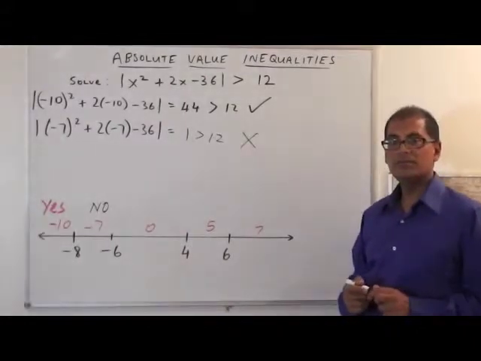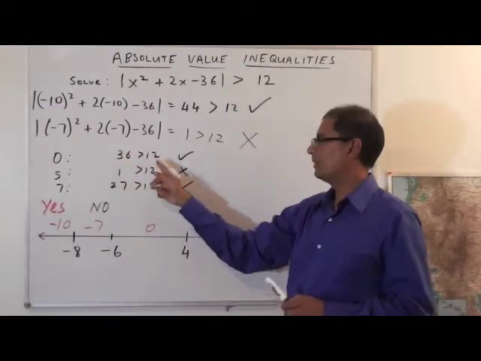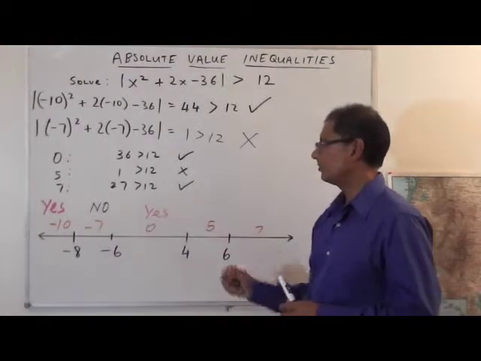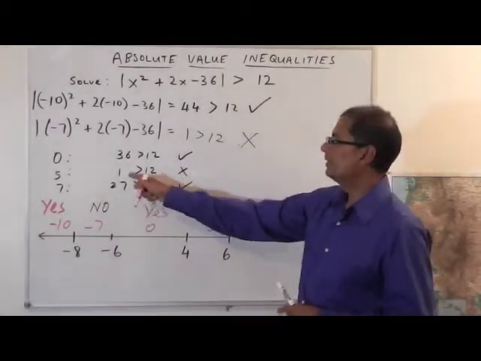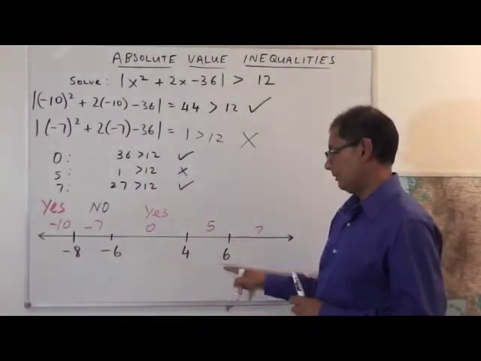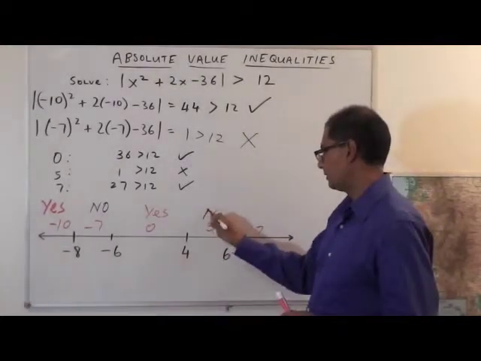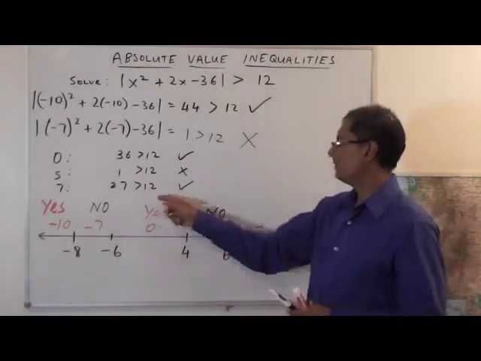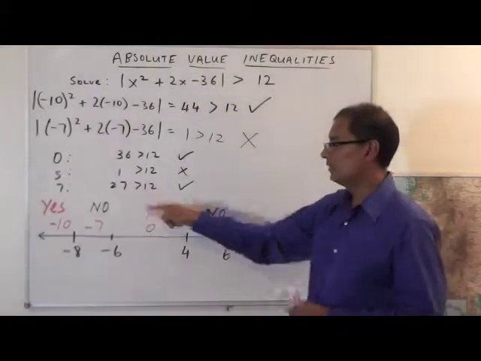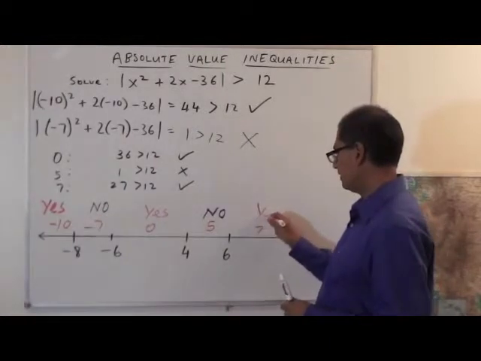So let's check the other numbers. If I plug 0 into the inequality here, we get 36, which is greater than 12. So that means that's fine. The area where 0 is in is going to be in our solution. And if you plug in 5 now, you'll end up with 1. If I plug 5 in here, I'll end up with 1. That's not greater than 12. So the area with 5 between 4 and 6, that's not in our solution. And then finally, if I plug 7, 7 is coming from this area, into the inequality, I end up with 27, which is greater than 12. And so, yes, that's going to be part of our solution, this area here.